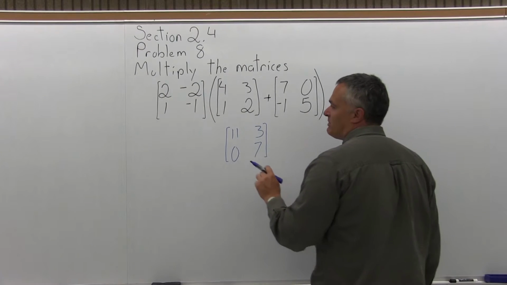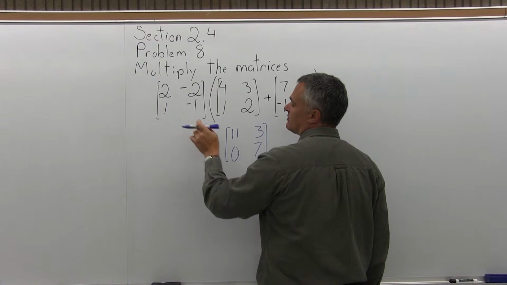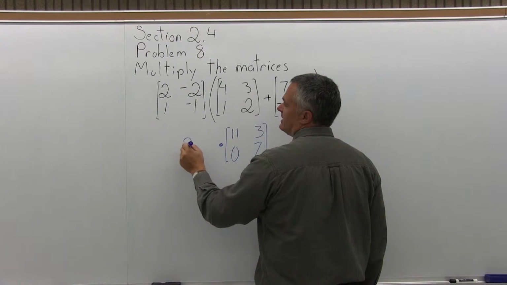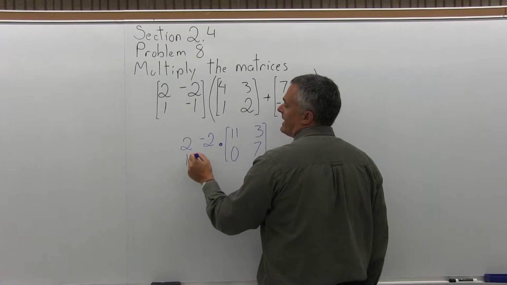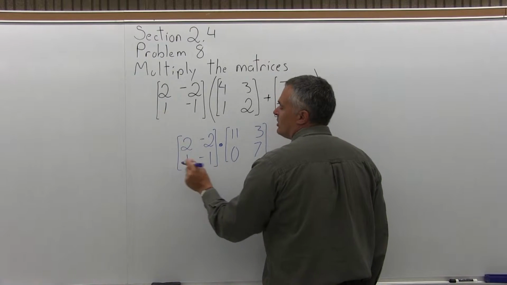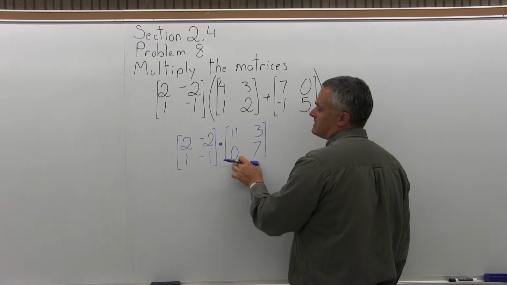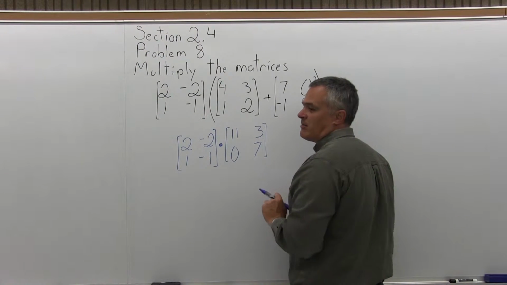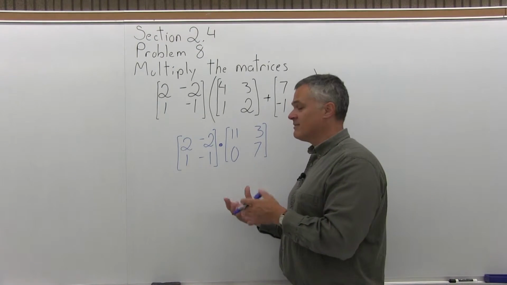And you need to multiply that times the matrix that is in front of the parentheses, or to the left of the parentheses. So what the problem amounts to now is the matrix 2, negative 2 in the top row, 1, negative 1 in the bottom row, that's what was outside the parentheses, times the result we got from the parentheses, the matrix 11, 3 in the top row, 0, 7 in the bottom row. Now in order to multiply two matrices, you need to check to see if there is a solution.